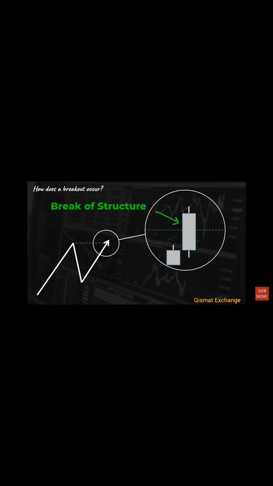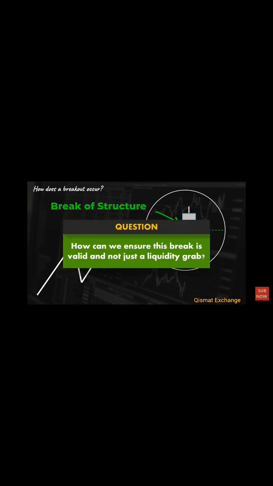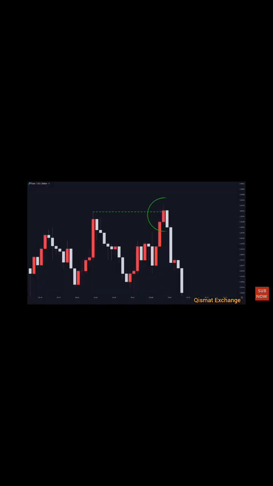Now, how does a breakout occur? A breakout occurs when a candlestick clearly breaks the previous market structure with the body. This means that if the price can close a visible amount, like a couple of pips above the previous level, we would have a so-called break of structure. But here comes an important point. How can we ensure this break is valid, and not just a liquidity grab? In case of a fakeout, or liquidity sweep, the price immediately gets back into the range.